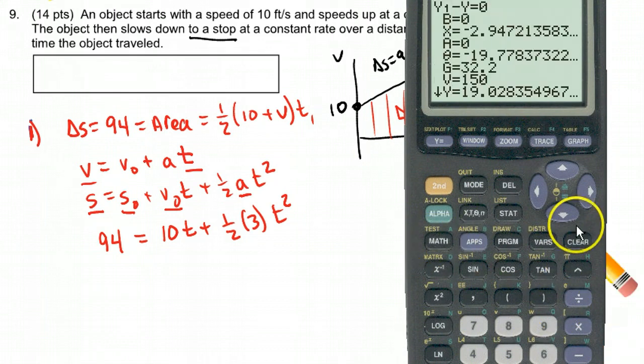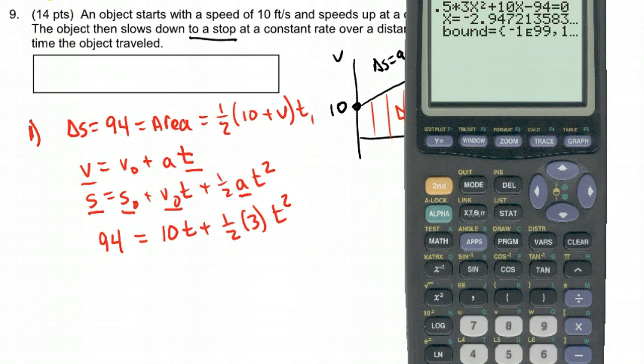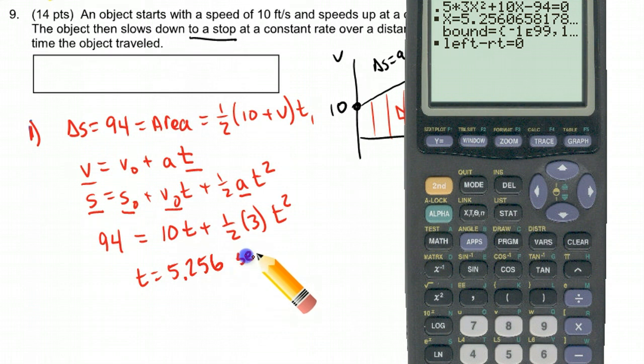Math 0. Okay, go back up, clear everything out. And we have to put it in terms of 0. So I'll use x for my variable and start right there. I have 0.5 times 3 x squared plus 10x minus 94. Alright, I know the t is going to be positive, so I'll just make a guess of 10 seconds. Hit enter, and I get 5.256. T equals 5.256 seconds.